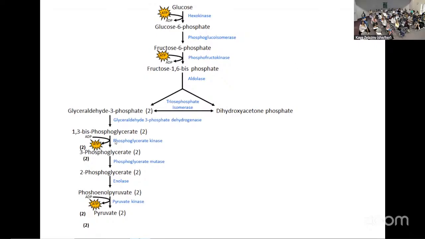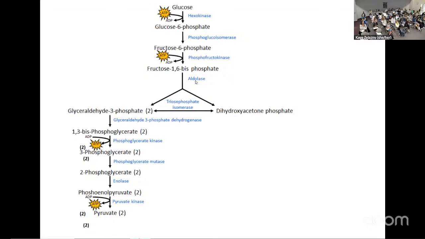So this is just that same process with a little more detail added. Right? So we can see that we go from glucose to pyruvate. We have a bunch of intermediate steps. Each of these intermediate steps is regulated by an enzyme. That's why we were talking last time about enzyme regulation.